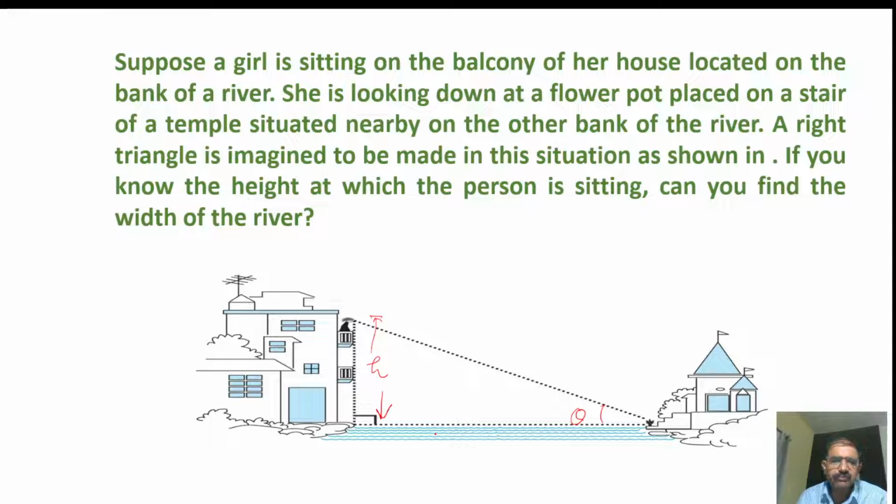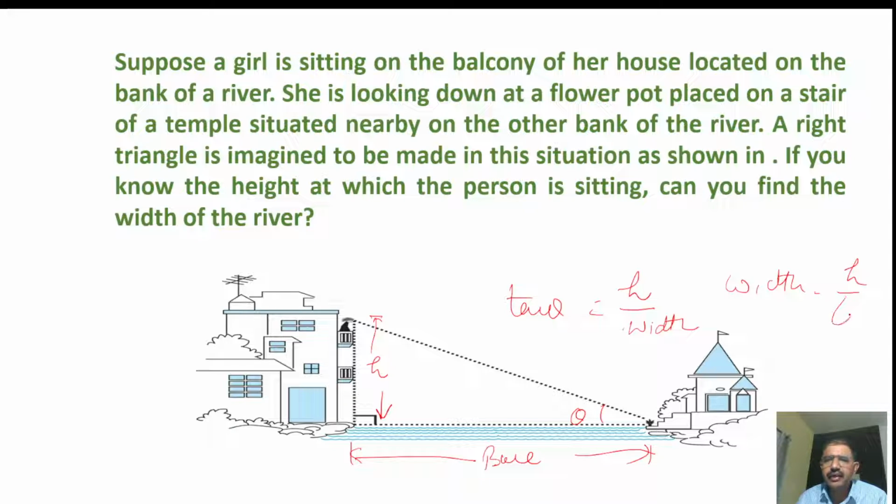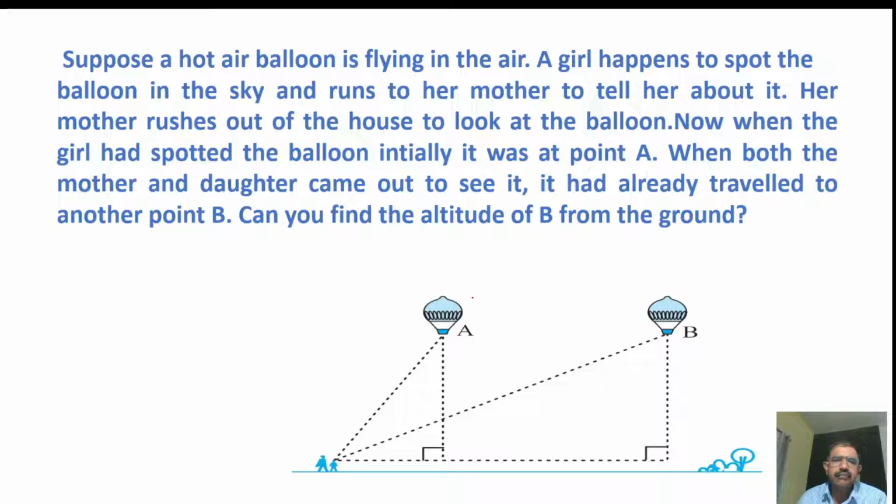Now can we find out the width of this river without crossing it? Yes, again it is possible. Again what do we have to apply? We have to use the trigonometric ratios. In this triangle, this is the height and this will be the base. If this angle is known to us, I will apply tan theta equals perpendicular h divided by base, that is, the width of the river. So the width will be h upon tan theta, and I can put in the values and find it out. So by using these trigonometric ratios we can find it.